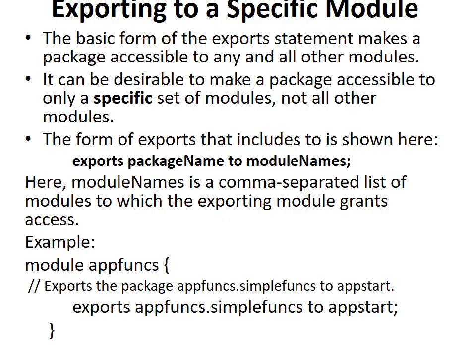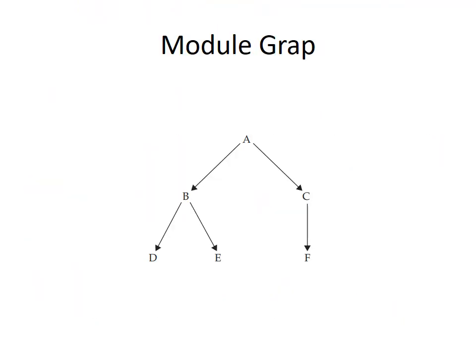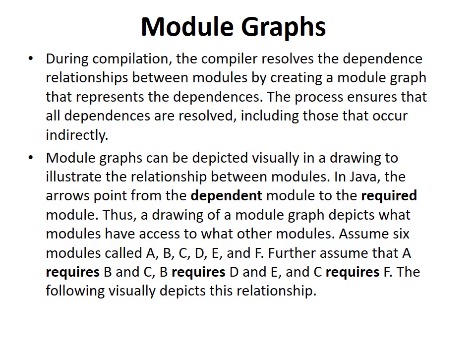The example is module appfuncs. So it exports appfuncs.simplefuncs to appstart. So it exports the package appfuncs.simplefuncs to the appstart module. Now the relationship: A requires modules B and C. Module B requires modules D and E. Module C requires module F, and this is the module graph.